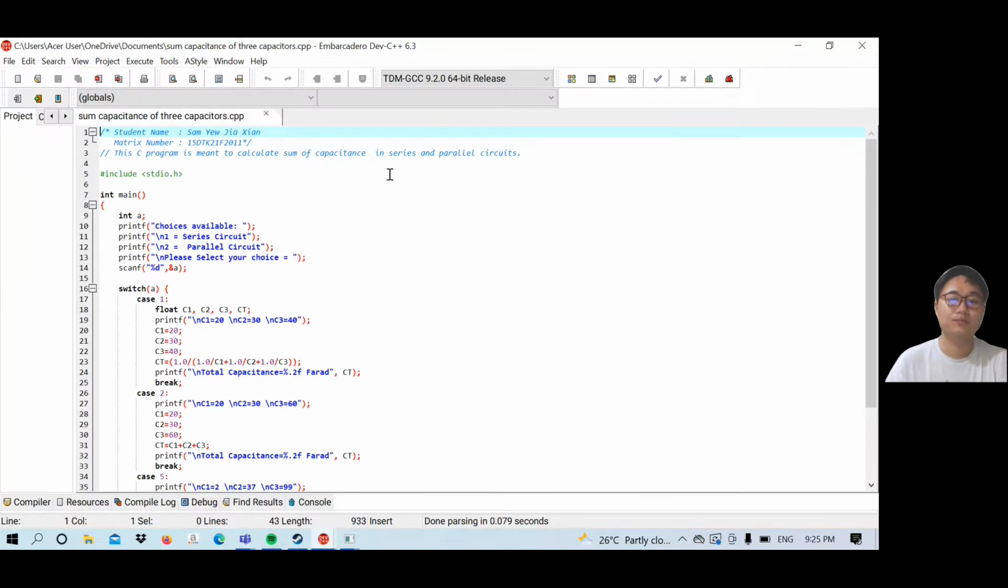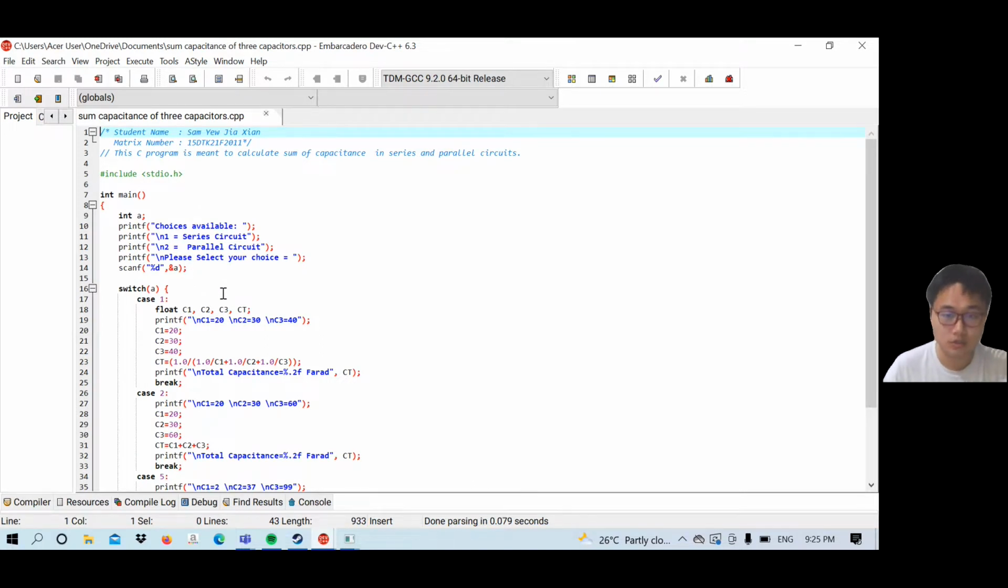Here we go. The C program is meant to calculate the sum of capacitance in series and parallel circuits. In the printf, which is meant for the phrases, I have to type "choices available", with \n each time to give a new line for a statement. Choice number 1, series circuit. Choice number 2, parallel circuit. And please select your choice, and give me the choice when I type it out.